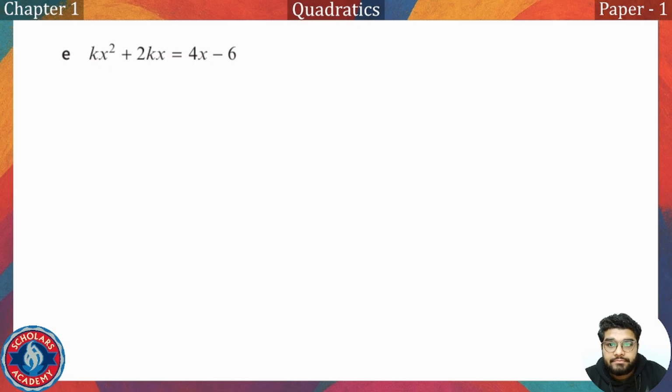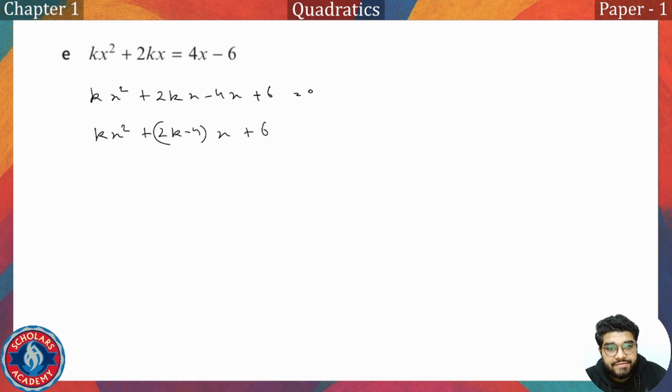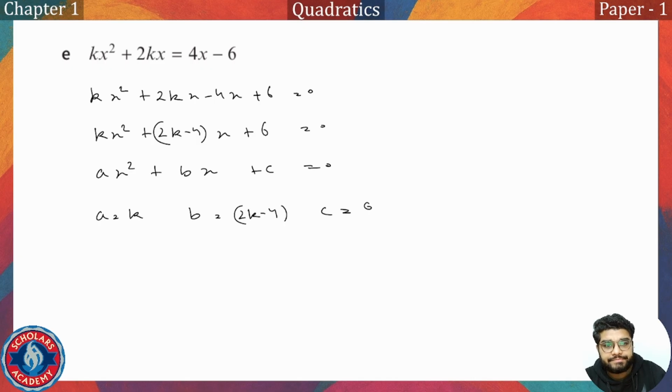Alright, let's simplify it. We get kx² + 2kx − 4x + 6 = 0. So kx², and if we take x common, we get (2k − 4)x + 6 = 0. From here, if we compare with the general equation ax² + bx + c = 0, we get a = k, b = 2k − 4, and c = 6. Right?